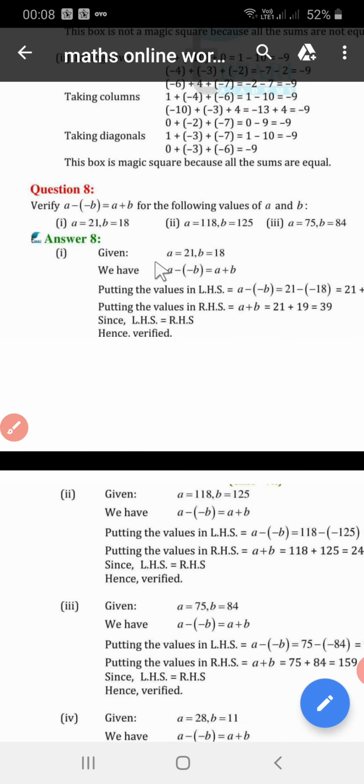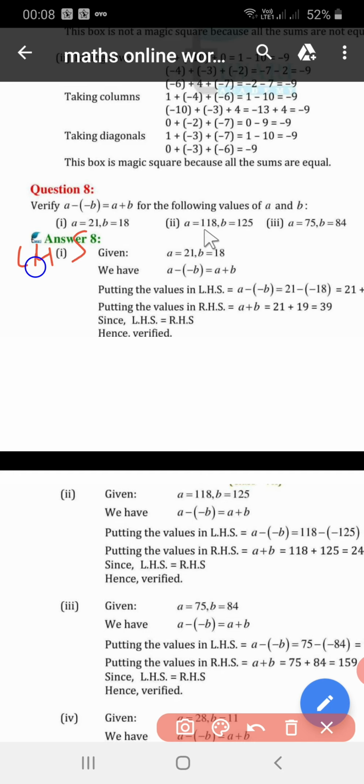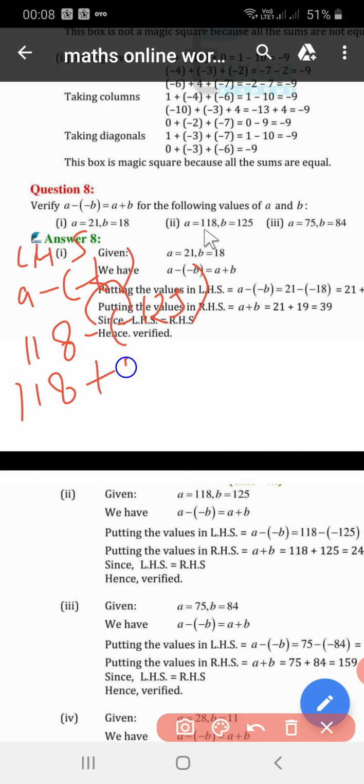You can see here the solution is given. You have to write it in your note copy. Now for the second part, a is equal to 118 and b is equal to 125. So put the values for the left hand side. What will be the equation? A minus b. What is the value of a? 118 minus b is equal to 125. See, minus plus, so 118 plus 125. What will you get here?